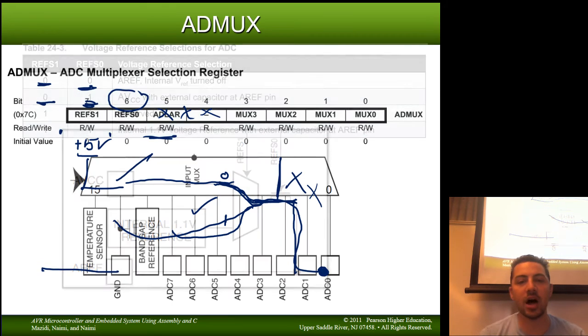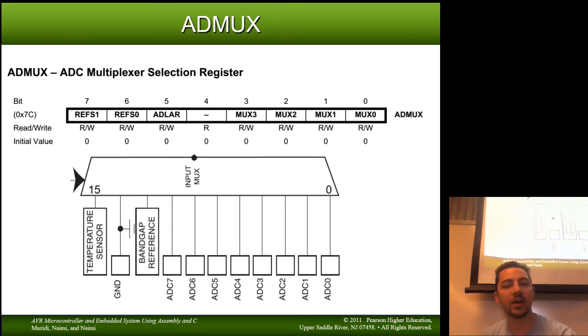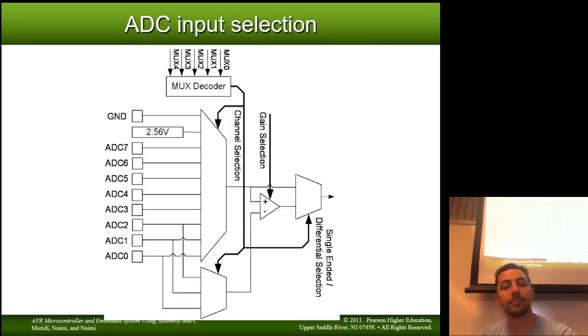So a lot's going on in this register. We've got a reference select field. We've got an input select field. And we have our left adjust register. This is for the 328P. It's the one we'll be using in lab, probably next week for most of you. I'm doing one-time. There are more complicated topologies.